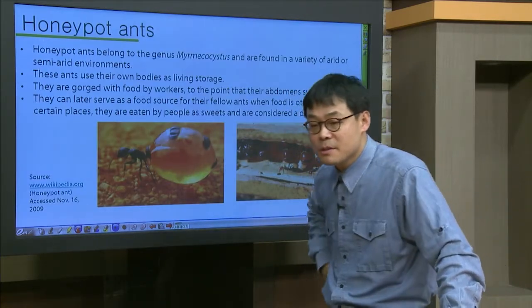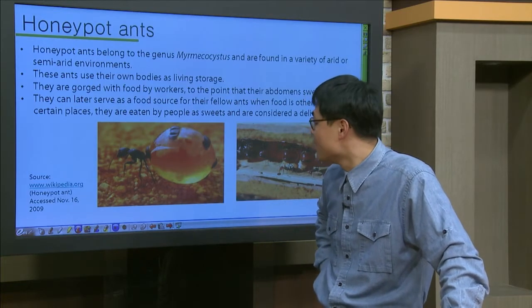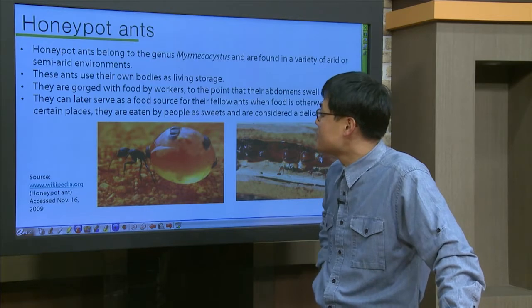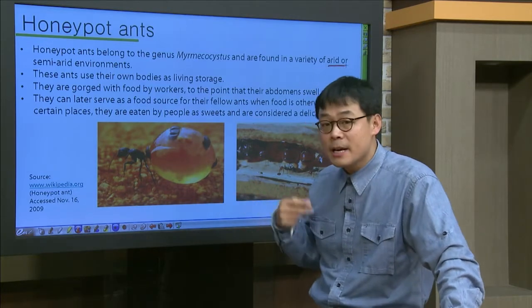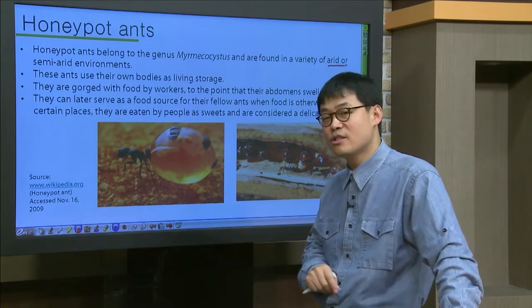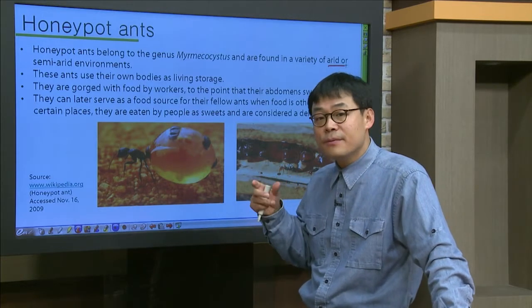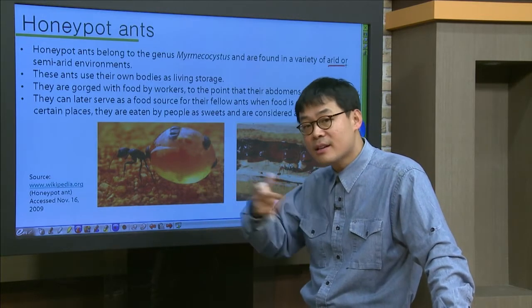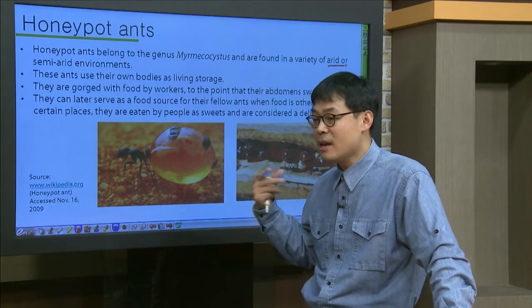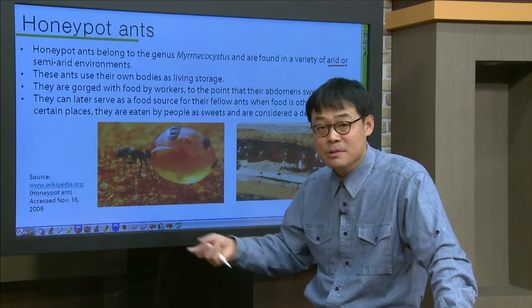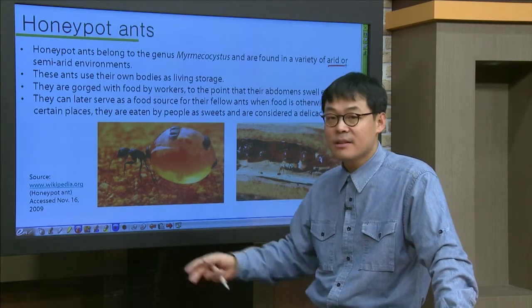Another example of extreme altruism is the honeypot ants. These species are typically found in arid or semi-arid environments, like deserts. There's almost no rain, and when food is abundant, the workers bring all the food, and then they need to store it for some bad times when there is not much rain or food, and they don't have any natural containers.